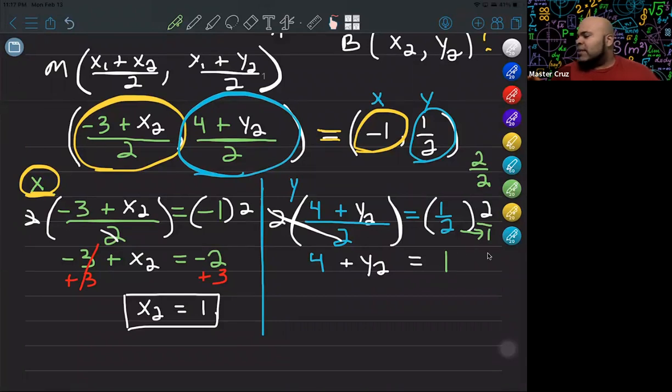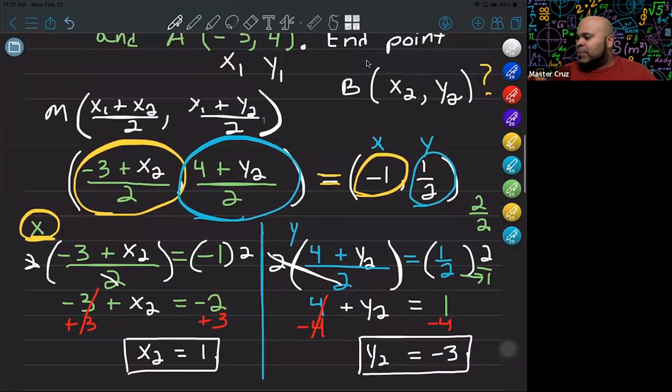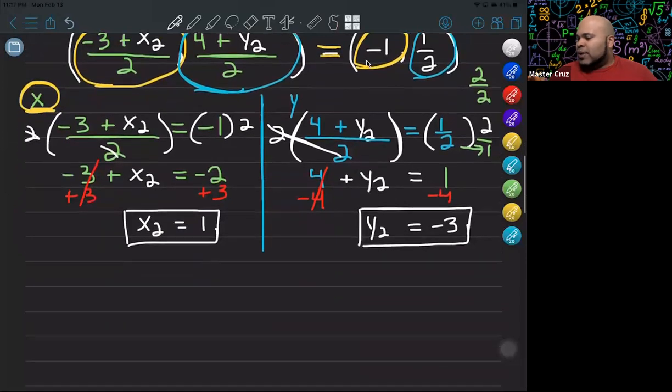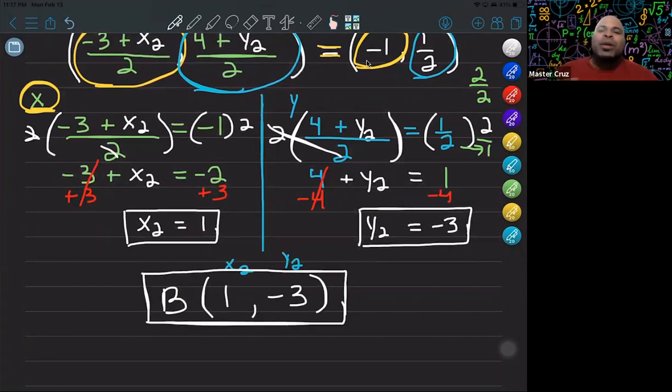And to get y2 by itself, all you have to do is subtract 4 from both sides, inverse operations. This cancels, and you get that y2 equals -3. So because y2 equals -3, I found my x value and my y value, which means now I can come back here and write down the point B, which is what they want. The point B is (1, -3), because it's x2 and y2. And that is how you find the endpoint if you're given an endpoint and a midpoint.